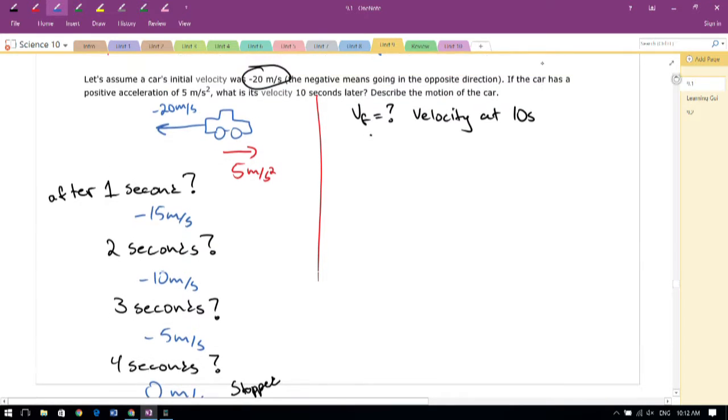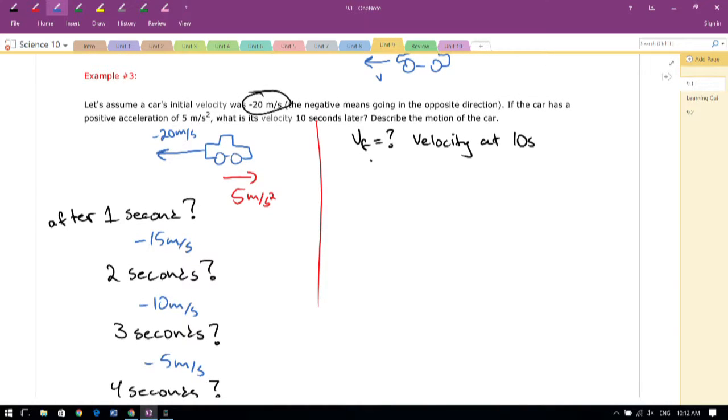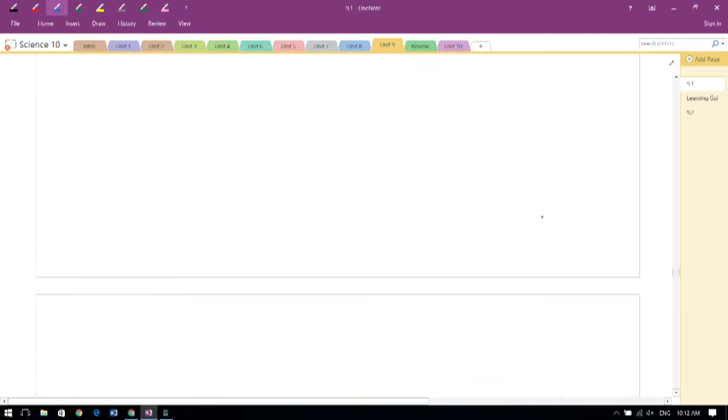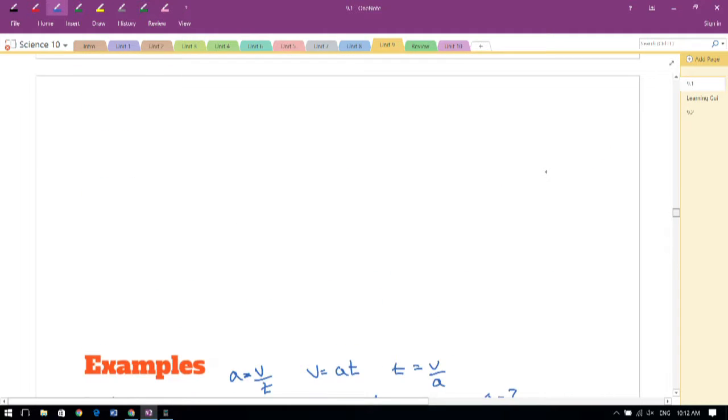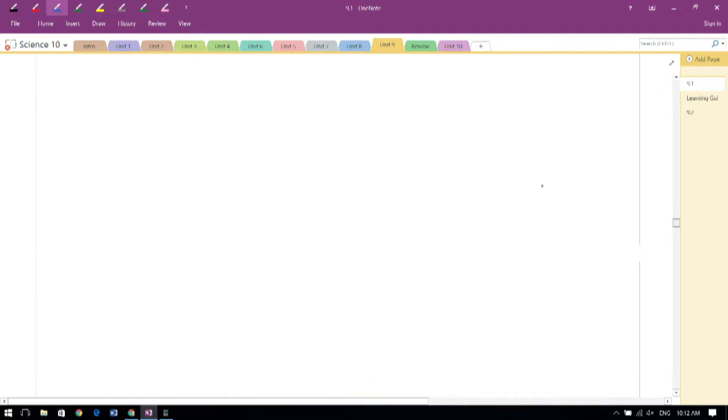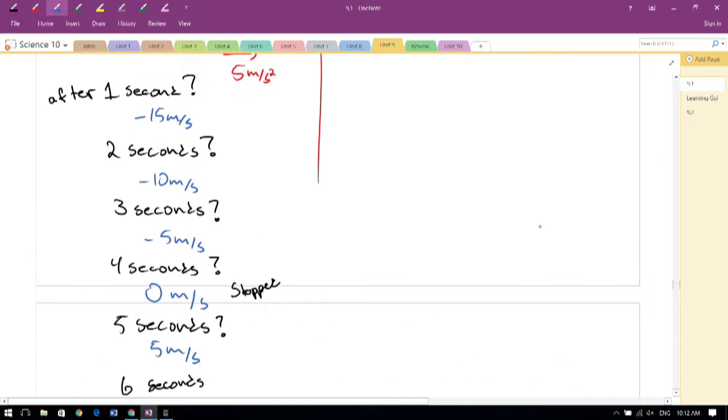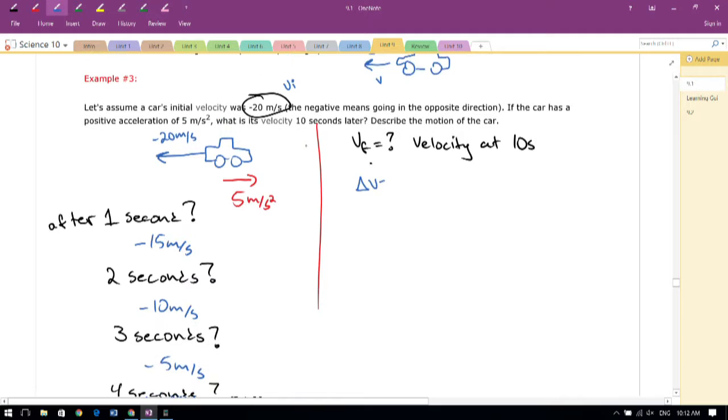Let's pretend like we really were keen on using a formula to solve this question. Let's see what that looks like. So the car's initial velocity was negative 20. If the car had a positive acceleration, what would be the velocity 10 seconds later? We know what the acceleration is, we know what the initial velocity is, and we know a time. So if I go back up to my formulas, my change in velocity is going to be my acceleration multiplied by my time.